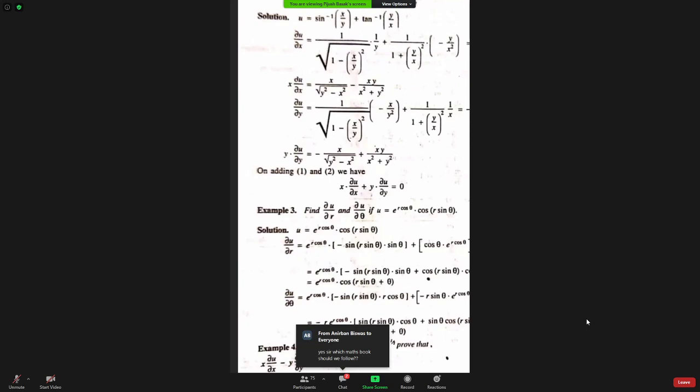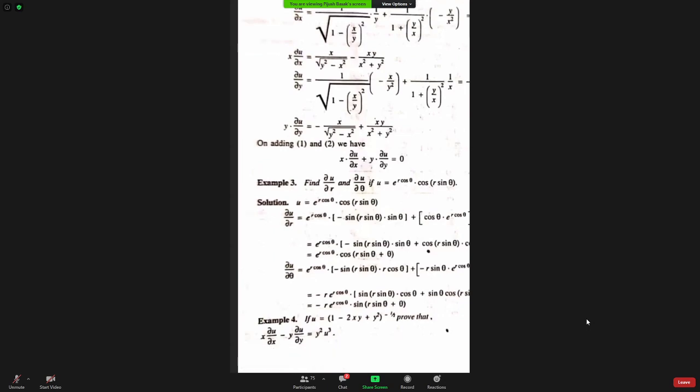Okay, this is not your textbook. This is from a higher textbook. Next day I will tell you the name of the book. Usually it is Piskunov. I don't know which one is available in your library. I will tell you in the next class. I'll just inquire and tell you.